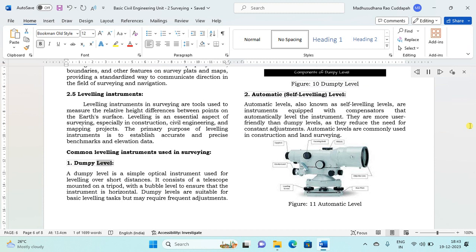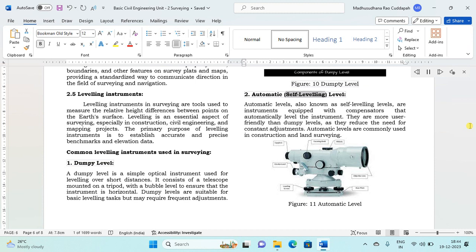1. Dumpy level. A dumpy level is a simple optical instrument used for leveling over short distances. It consists of a telescope mounted on a tripod, with a bubble level to ensure that the instrument is horizontal. Dumpy levels are suitable for basic leveling tasks but may require frequent adjustments. Figure 10. Dumpy level.